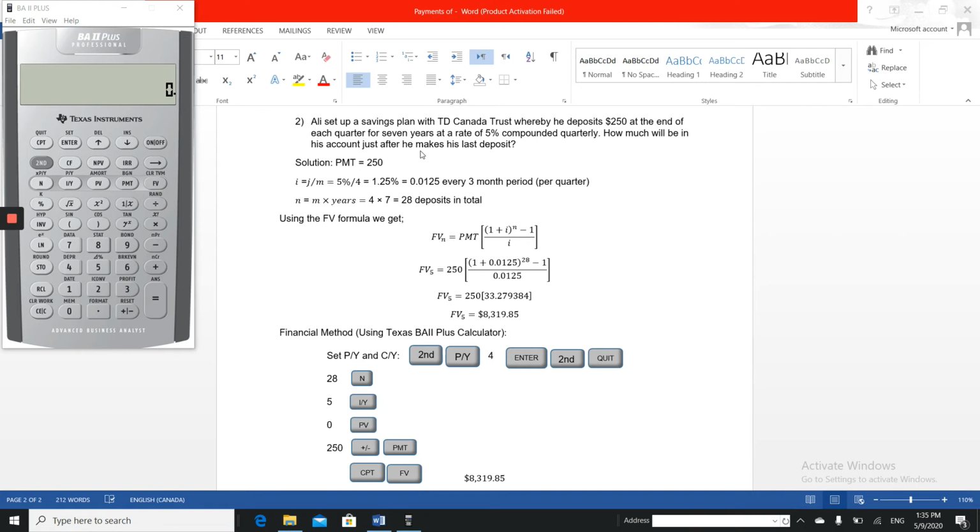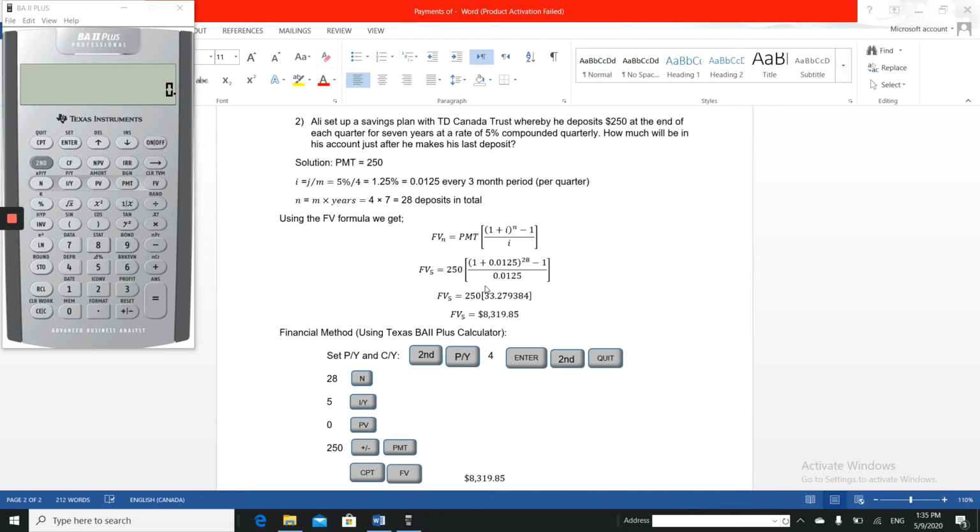How many years do we have in this problem? 7 years. Okay, so the number of years is 7. So N is M times years. M is 4, times 7. So the total number of deposits is 28.